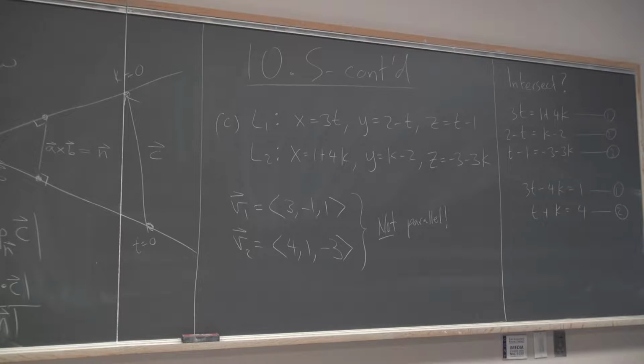Multiply the bottom by 4. Okay, so you can multiply this by 4. This will become 16. This is equation 2 times 4. So I can add those. The k's would die. I would have 7t equals 17, right? And so t would be 17 over 7.